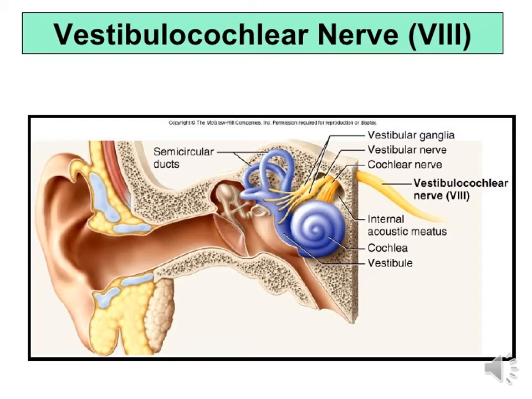This figure shows the course of the vestibulocochlear nerve from the vestibule to the vestibular ganglion, the vestibular nerve forming, and the cochlear nerve joining, forming the vestibulocochlear nerve.